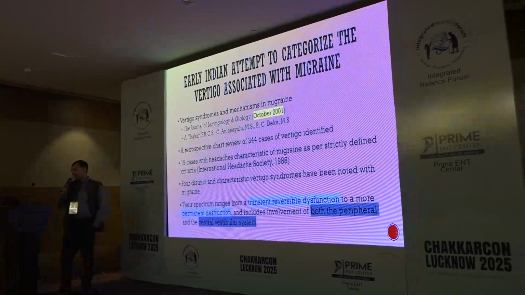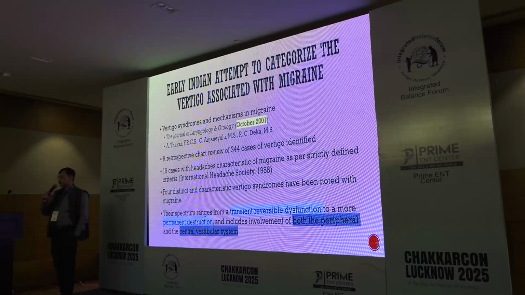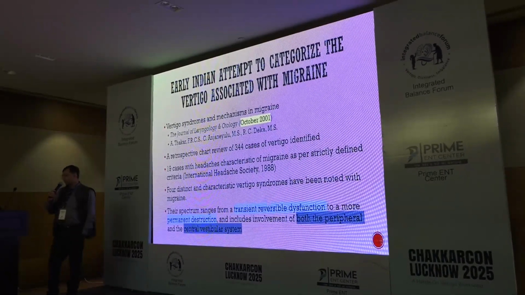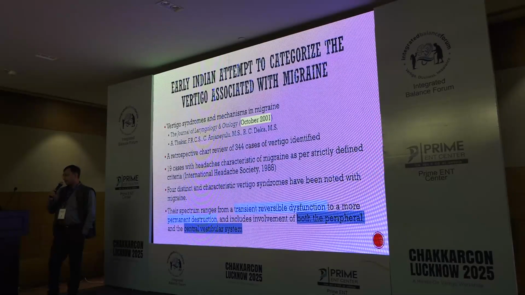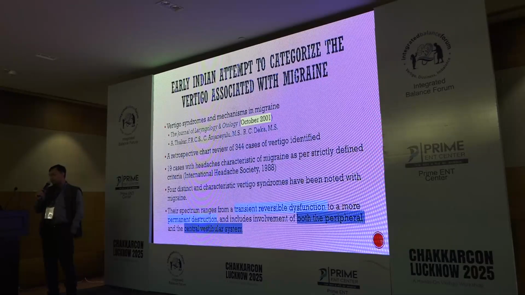In 2001, our very own Professor Chakkar from AIIMS had attempted to categorize the types of vertigo-associated migraine. Four distinct and characteristic vertigo types were identified, ranging from transient reversible dysfunction to permanent destruction. This implied involvement of both the peripheral as well as the central vestibular pathway. This is way back in 2001, long before the classification of vestibular migraine came into practice from the Bárány Society.